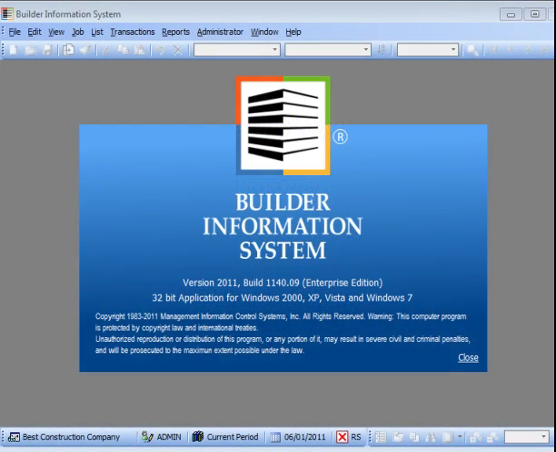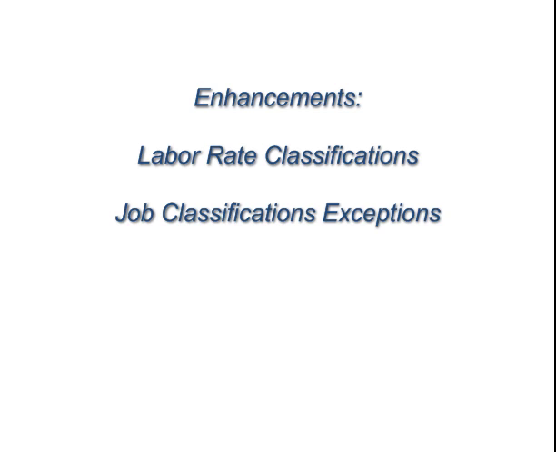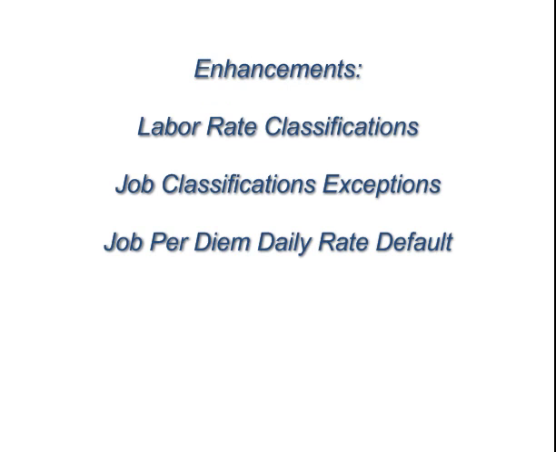Incorporated with the release of time and materials billing are labor rate classifications and the job-specific classification exceptions for labor classifications, which include a specific per diem rate associated to each classification. Also added is an optional job master record setting that allows for a single job-specific per diem rate. These expanded functionalities provide additional flexibility and convenience for applying job-related billing rates and per diem rates.